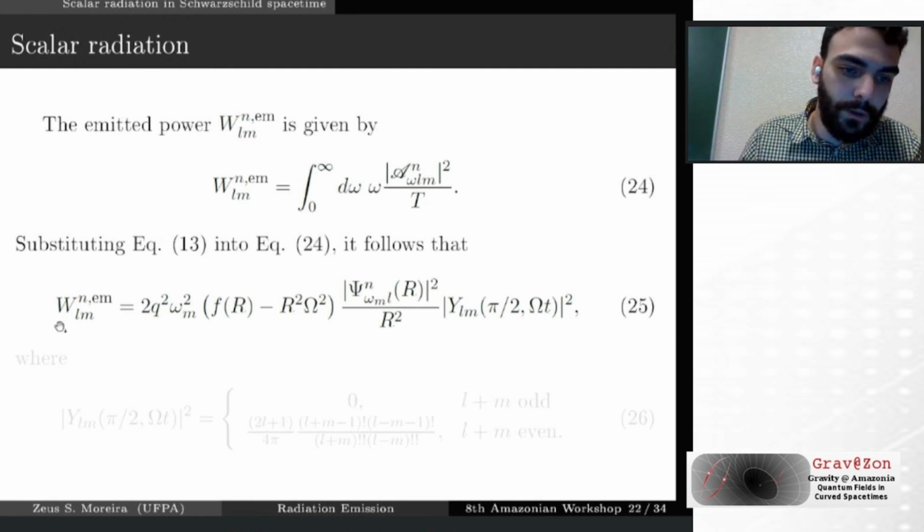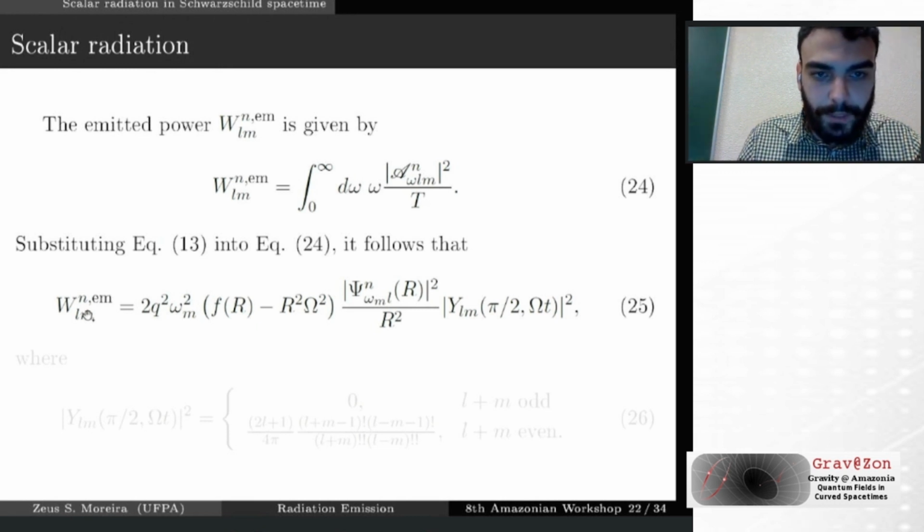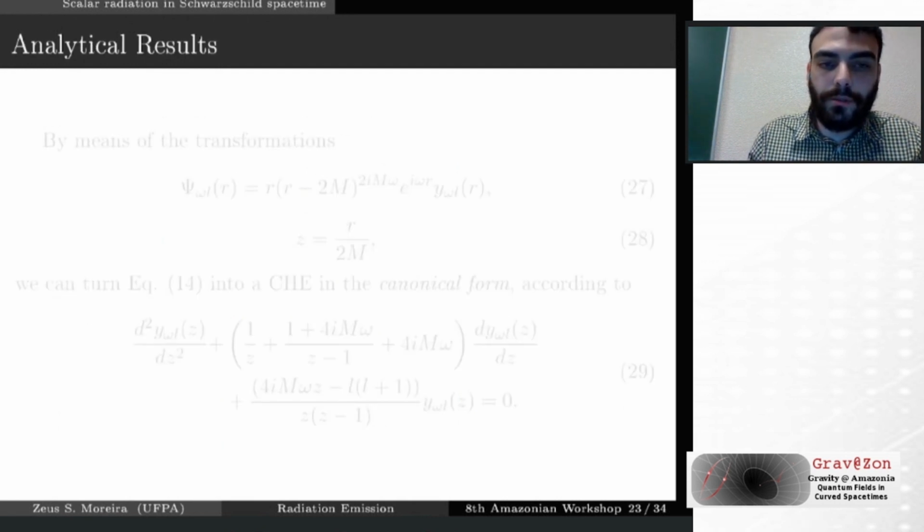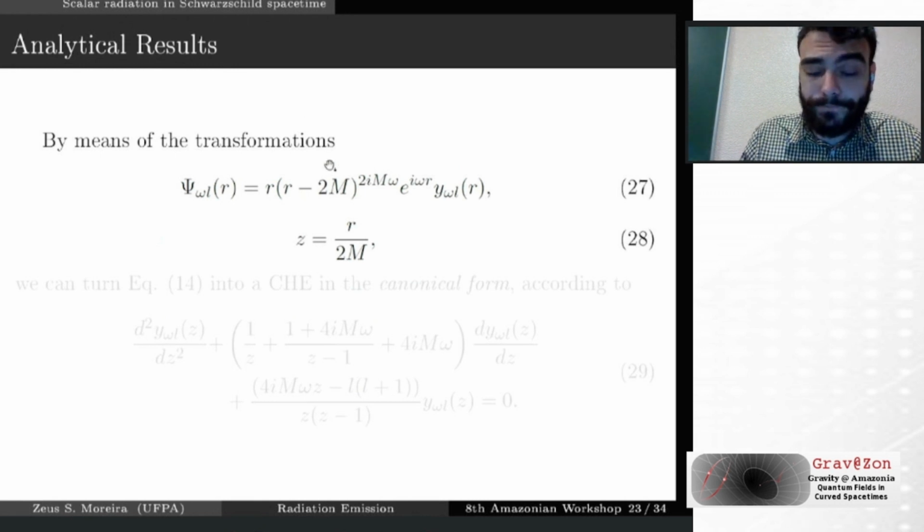And we can see, if we want to know what is the form of the emitted power, we have to solve the radial equation for this psi. And the emitted power also must satisfy the selection rule given in 26. Right. So in order to solve the radial equation, we consider this homotopy transformation in this new radial coordinate that is just the dimensionless coordinate.